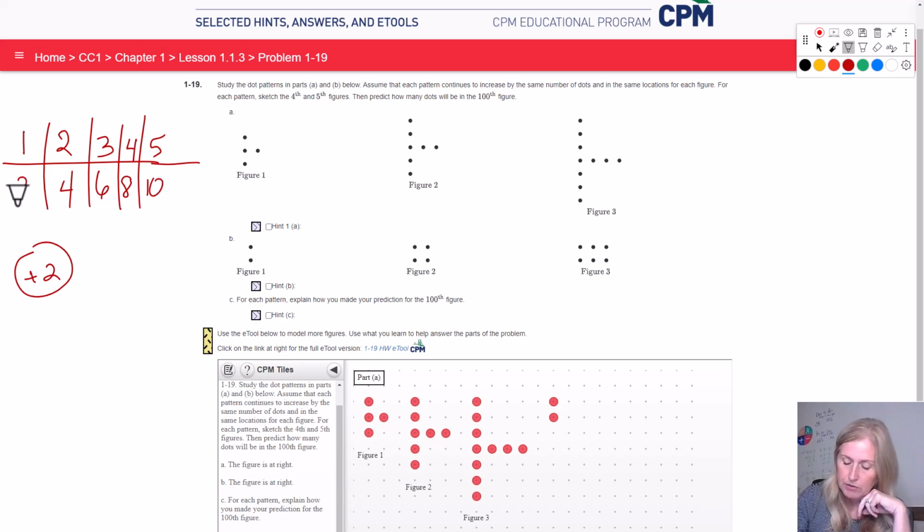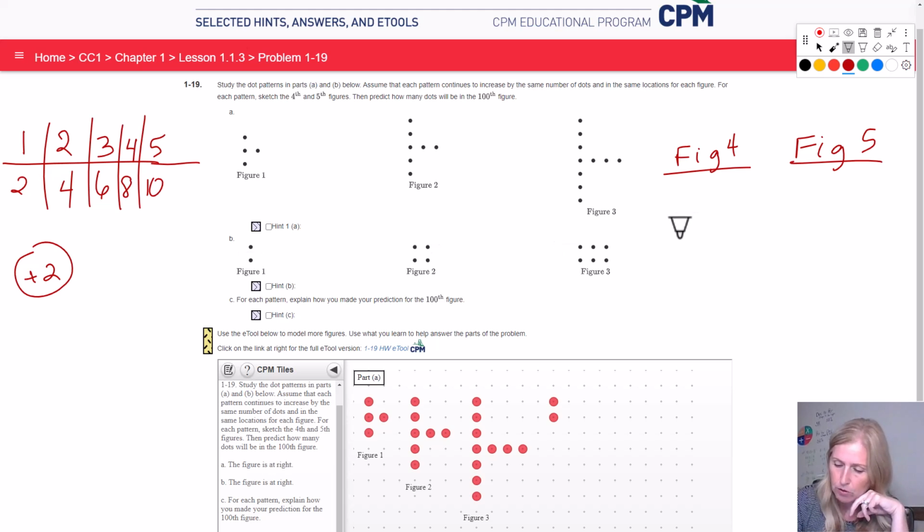So let's come over here. We still have to sketch the 4th and 5th figures. They really wanted us to do that. So figure 4, figure 5. If this one's got 2, oh, and the way they did this pattern is super easy. Figure 4 will have 4 sets, right? And then figure 5 will have 5 sets of 2.